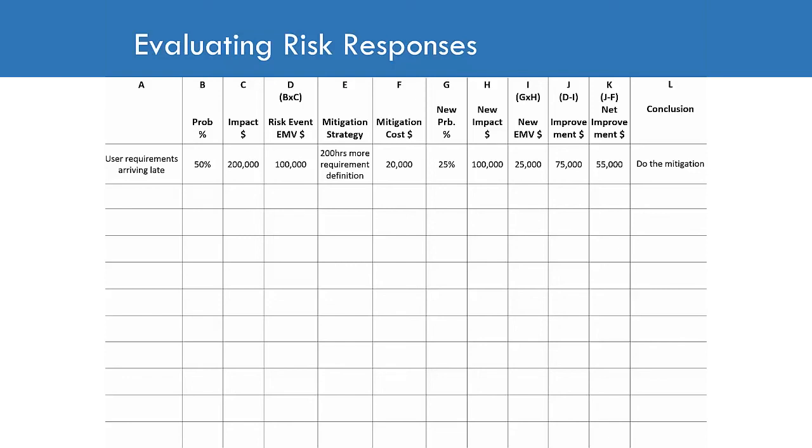But if you're not risk neutral, in other words, you just don't want to have this risk event happening, maybe it would be embarrassing, or you can't handle the $200,000 of impact, then maybe you would decide to carry out your mitigation strategy even if your net improvement is negative. So this is just a simple example of combining quantitative risk analysis with risk response development.